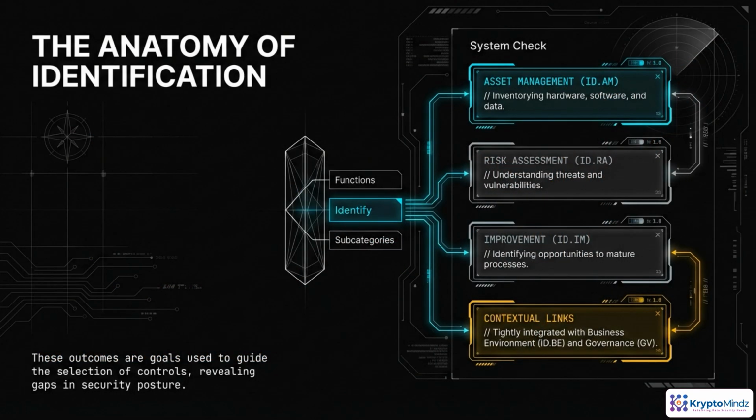In CSF 2.0, the identify function acts like a system check for your organization. Asset management is knowing exactly what hardware, software, data, and services you have, and which ones are critical. Risk assessment is about understanding threats, vulnerabilities, and business impact so you can prioritize. Improvement is the feedback loop, using assessments, incidents, and metrics to mature your processes over time. All of this stays tightly linked to your business environment and governance structures. These outcomes don't tell you which tools to buy. They define the goals that guide control selection and reveal security gaps.